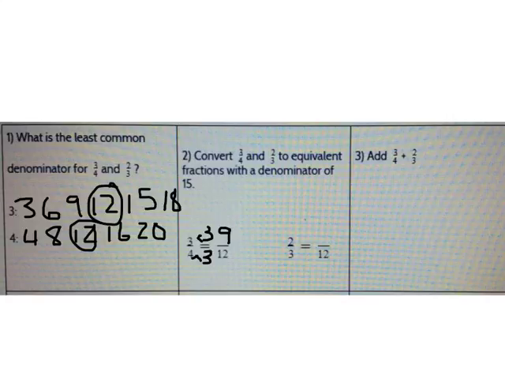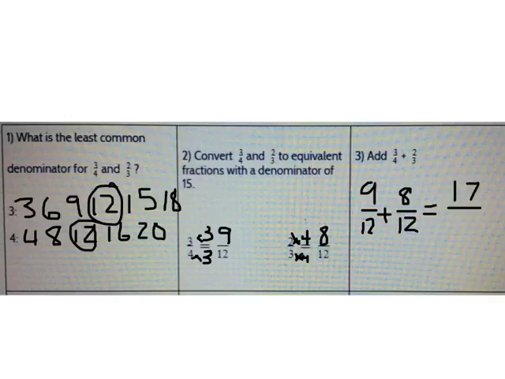2/3 equals blank over 12. 3 times what is 12? Well, 3 times 4 is 12. What's 2 times 4? 2 times 4 is 8. So 2/3 is equal to 8 over 12. Now I can add the fractions. 9/12 plus 8/12. What is the result when I add those two fractions? Write your answer as an improper fraction.